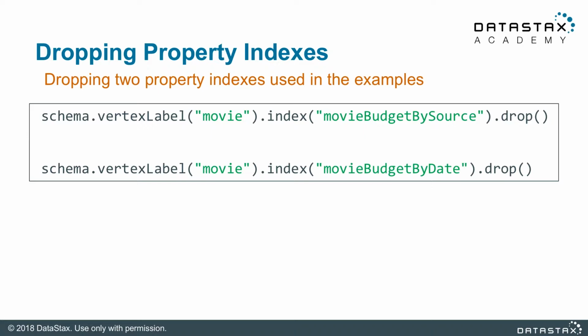For a vertex-label movie, we can specify the movieBudgetBySource index and drop it, and likewise for the movieBudgetByDate index. Now that we've covered property indexes, let's go back to the notebook and do an exercise.